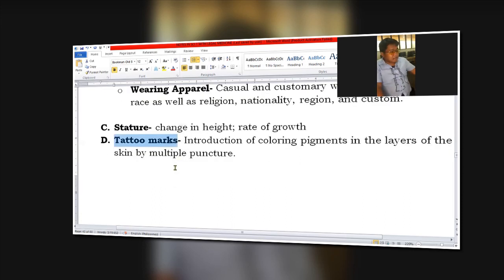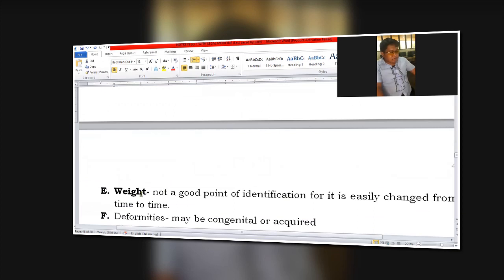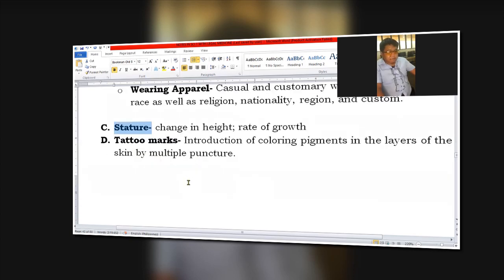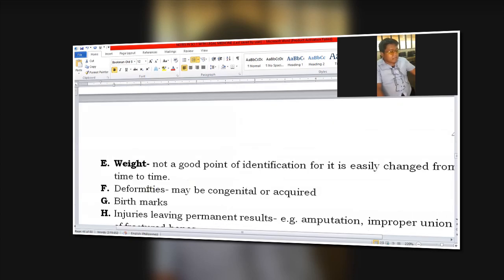Okay? Yan. And weight also can be used, not a good point of identification, ang weight. Yan. Because it can change from time to time. Ganun din naman ang stature. It can change. Okay? From payat to mataba to malaki. And deformities also can be used. Yan, deformities. Pwedeng congenital or acquired. Ang congenital, pwedeng inborn yan. No? Panganak mo, meron ka ng deformities sa anumang parte ng katawan mo, then we can use that as identification mark. Or pwedeng acquired because of accident or any similar situation.